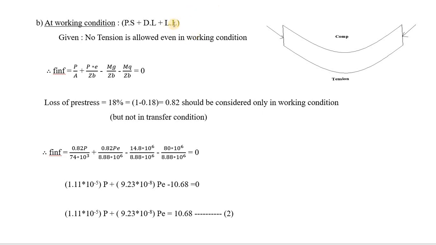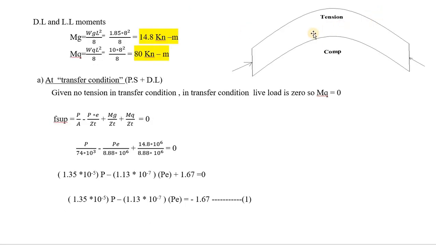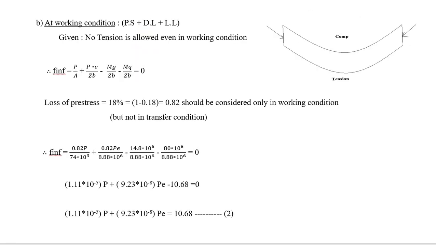Next, when we have a live load on a beam, when live load was not there, the beam was trying to hog, but when live load is present, the beam will try to sag itself. When sagging is there, where will be the tension? Tension will be exactly at the bottom. So compression will be at the top and tension will be at the bottom for the working condition.